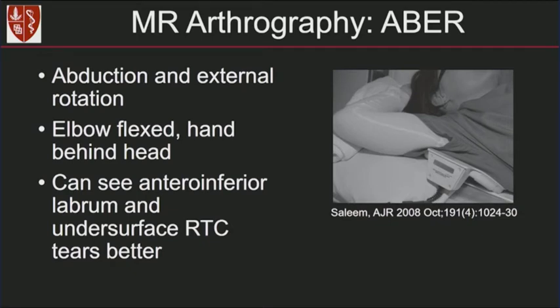This is imaged when the shoulder is held in abduction external rotation. The elbow is flexed with a hand behind the head. As you can see here on this picture, patient supine, there's the coil. This allows us to see the anteroinferior labrum really well and undersurface rotator cuff tears.